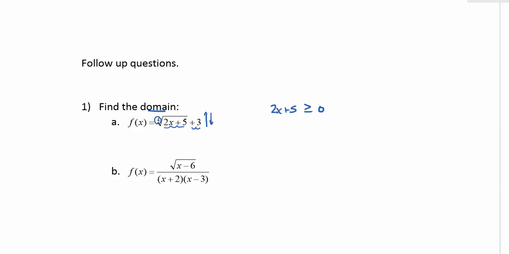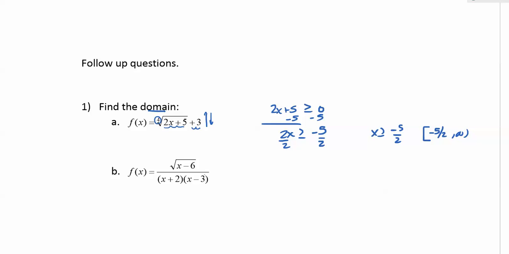The index of the radical doesn't affect this at all. You just take the inside expression and make it positive. So this gives me 2x is greater or equal to negative 5. If I divide by 2, x is greater or equal to negative 5 halves. So the domain is negative 5 halves, comma, infinity.